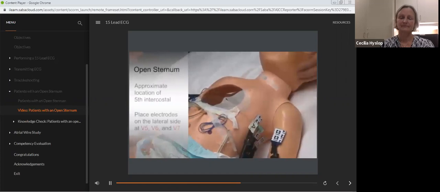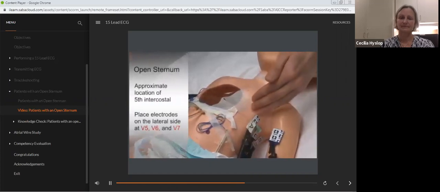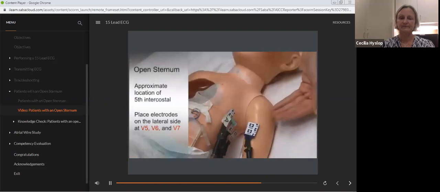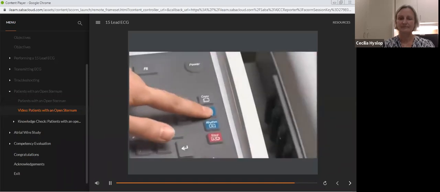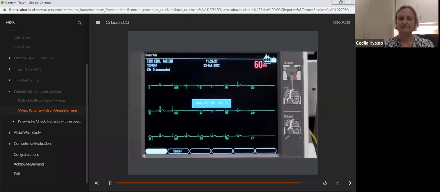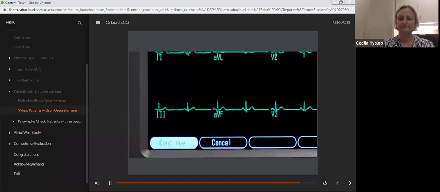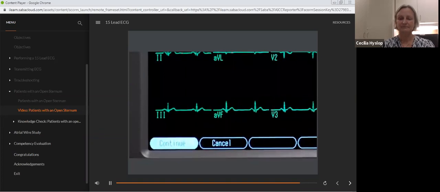If you have a patient with an open sternum, you will need to approximate the position of the 5th intercostal space, and you will place your leads on the lateral side, V5, V6, and V7. When you are looking at the ECG screen, you will notice that there are flat lines on the areas where there are no leads present. When you press ECG, it will inform you that the leads are off. Press continue to store your ECG.